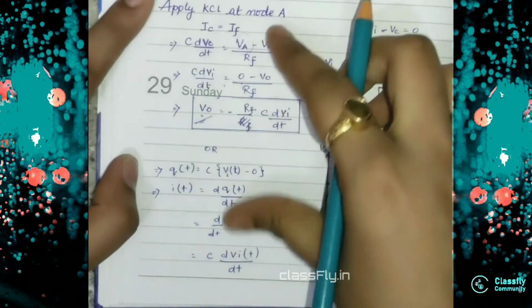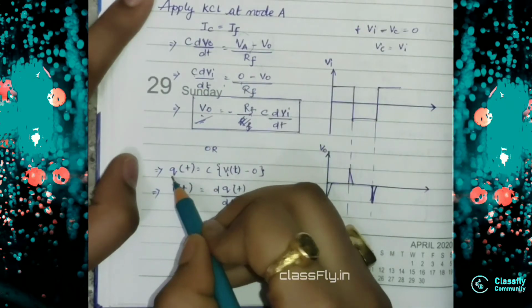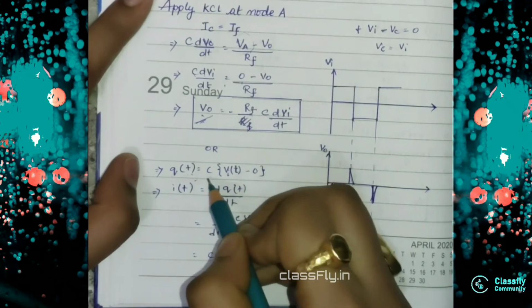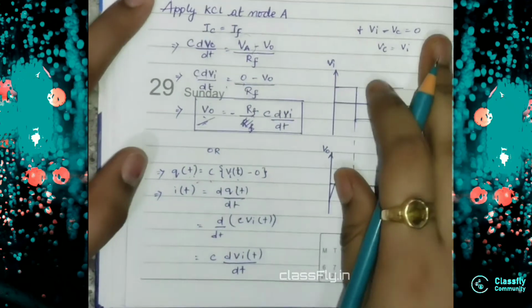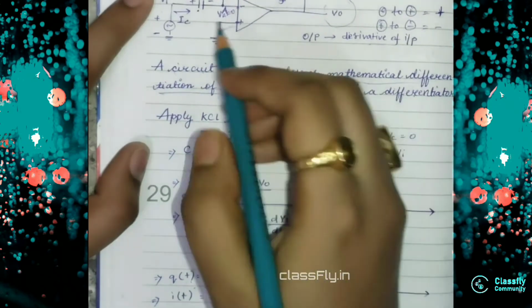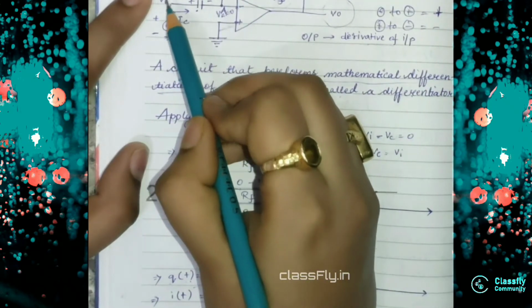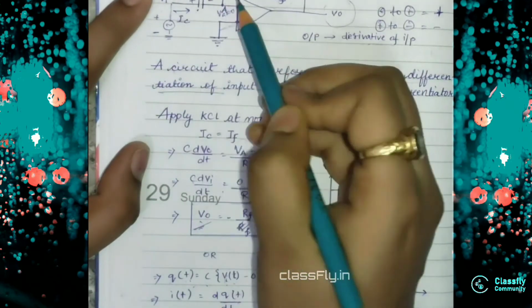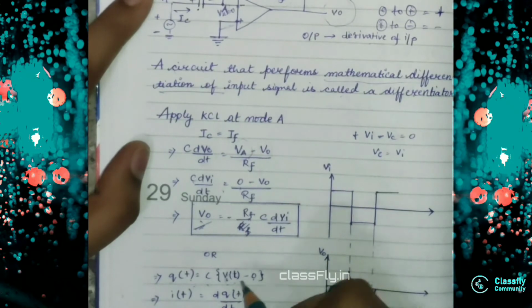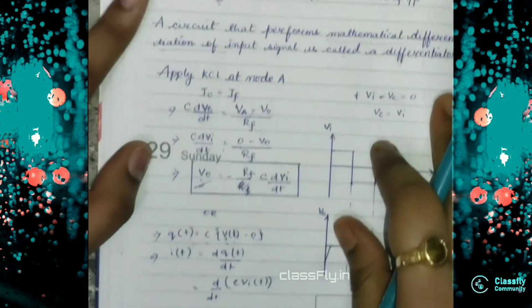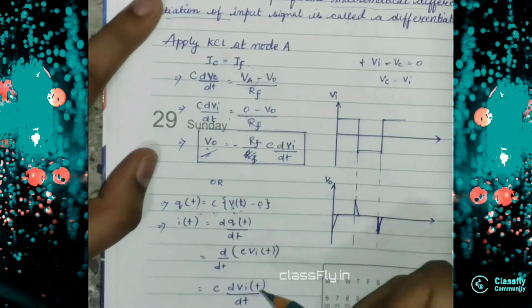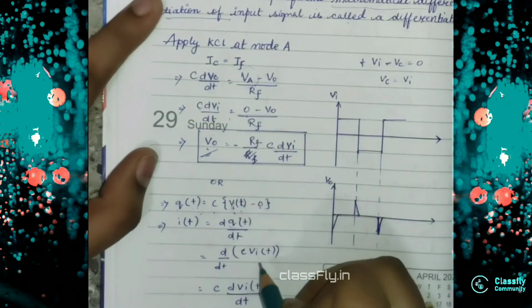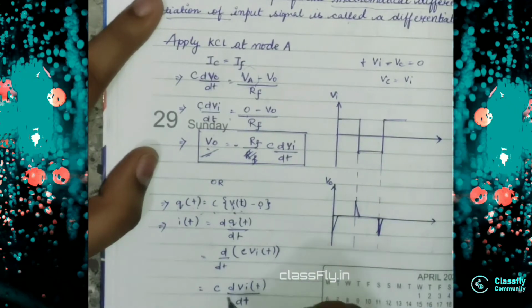Or you can solve this differentiator like this. Q(t), we know, is equal to C V(t) minus 0. How V(t) minus 0? See, this is Vi, so I represented Vi(t). So Vi minus VA, and VA is equal to 0. So I wrote this simply, that's C Vi(t). Now I know I(t) is equal to dQ(t) by dt, and Q(t) I have already done. So I wrote this C Vi(t), where I bring out the C here, and it becomes C dVi(t) by dt, right?